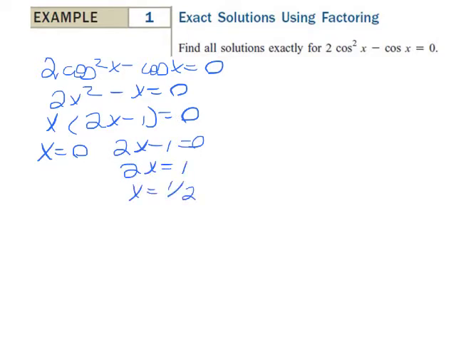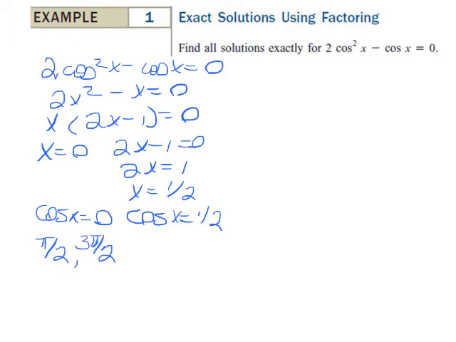But really it was not x, it's cosine x. So it's actually the cosine of x equals 0, and the cosine of x equals 1/2. So what you want to think about is, where does the cosine of x equal 0? It equals 0 at pi over 2 and at 3 pi over 2. And then where does the cosine equal 1/2? It equals 1/2 at 60 degrees, which would be pi over 3.